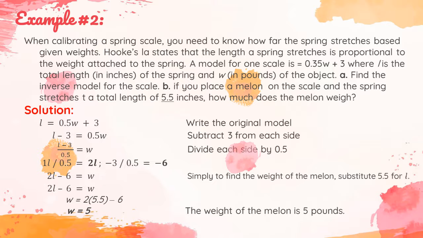So, 1 length over 0.5 is equal to 2 length. Minus 3 over 0.5 is equal to negative 6. So, let's simplify to find the weight of the melon. Substitute 5.5 for length. 2 length minus 6 is equal to weight. 2 length minus 6 is equal to pounds. So, pounds na lang, parang timbang. Pounds equal to 2 times 5.5.